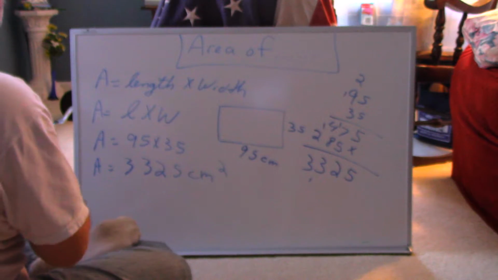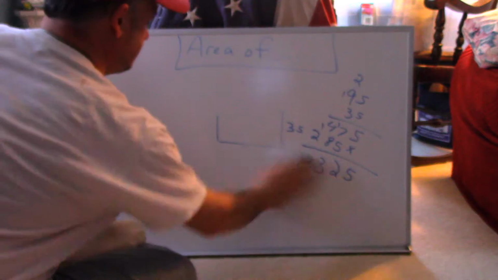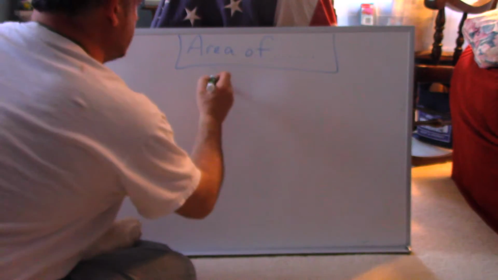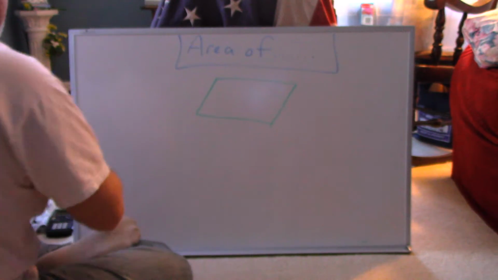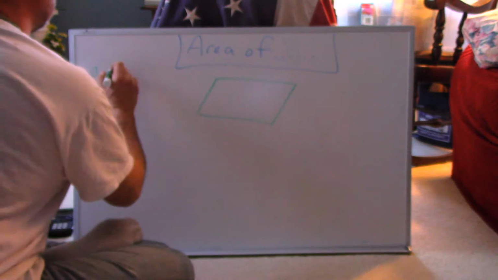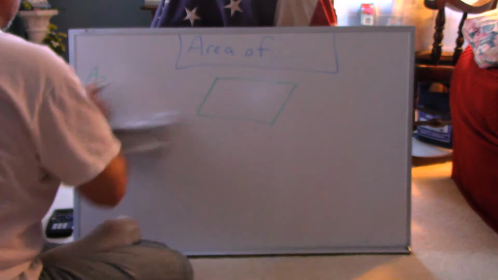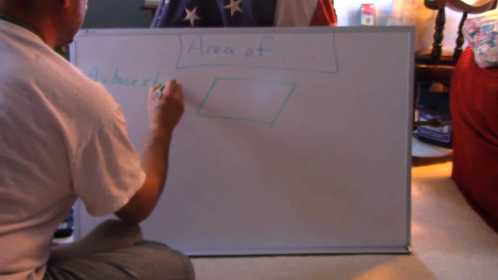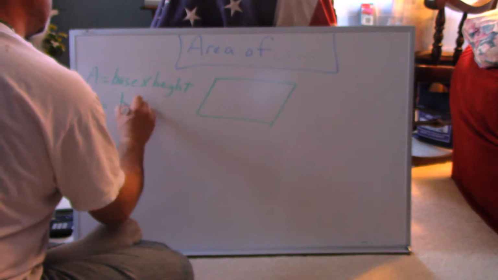Now, I'm going to show you, now this is easy. So now I want to do parallelogram, all right? This is a parallelogram. Now, area of a parallelogram is really simple. It's base, well, I shouldn't put it that way because that's big base. Base times height. Or B times H.